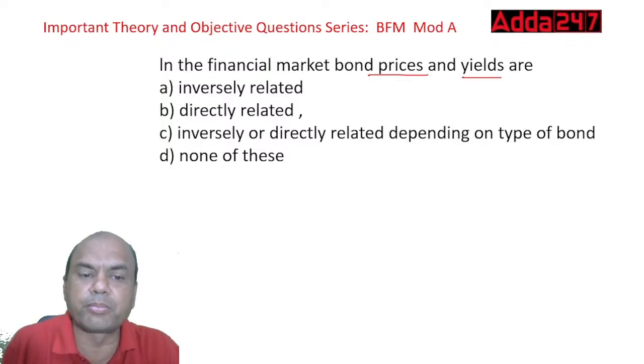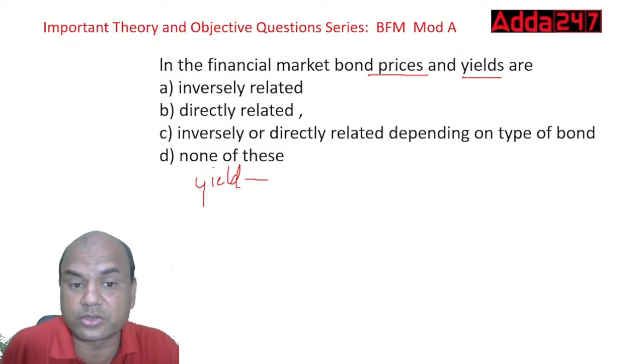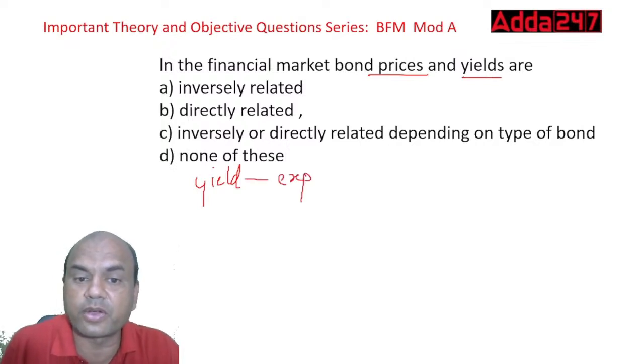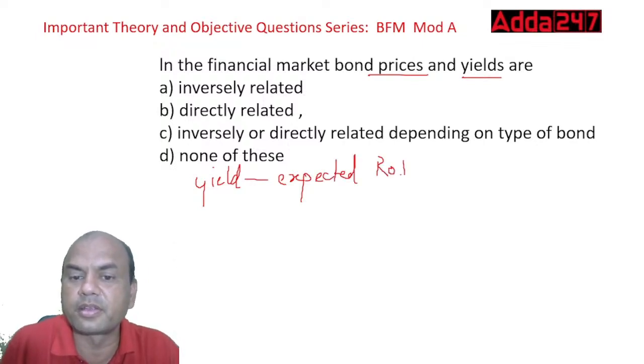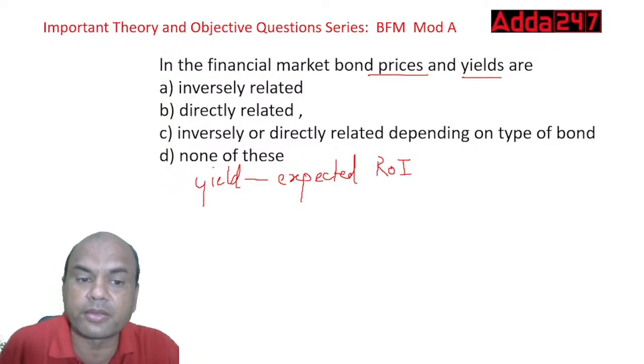Once remember the price of the rate of interest, yield we call it. Yield means what? It's the expected rate of interest. Here, what is yield? You need to understand that also. Expected rate of interest, expected ROI. Okay, that is yield. There are two rates always in any bond. One is coupon and second is yield, right?